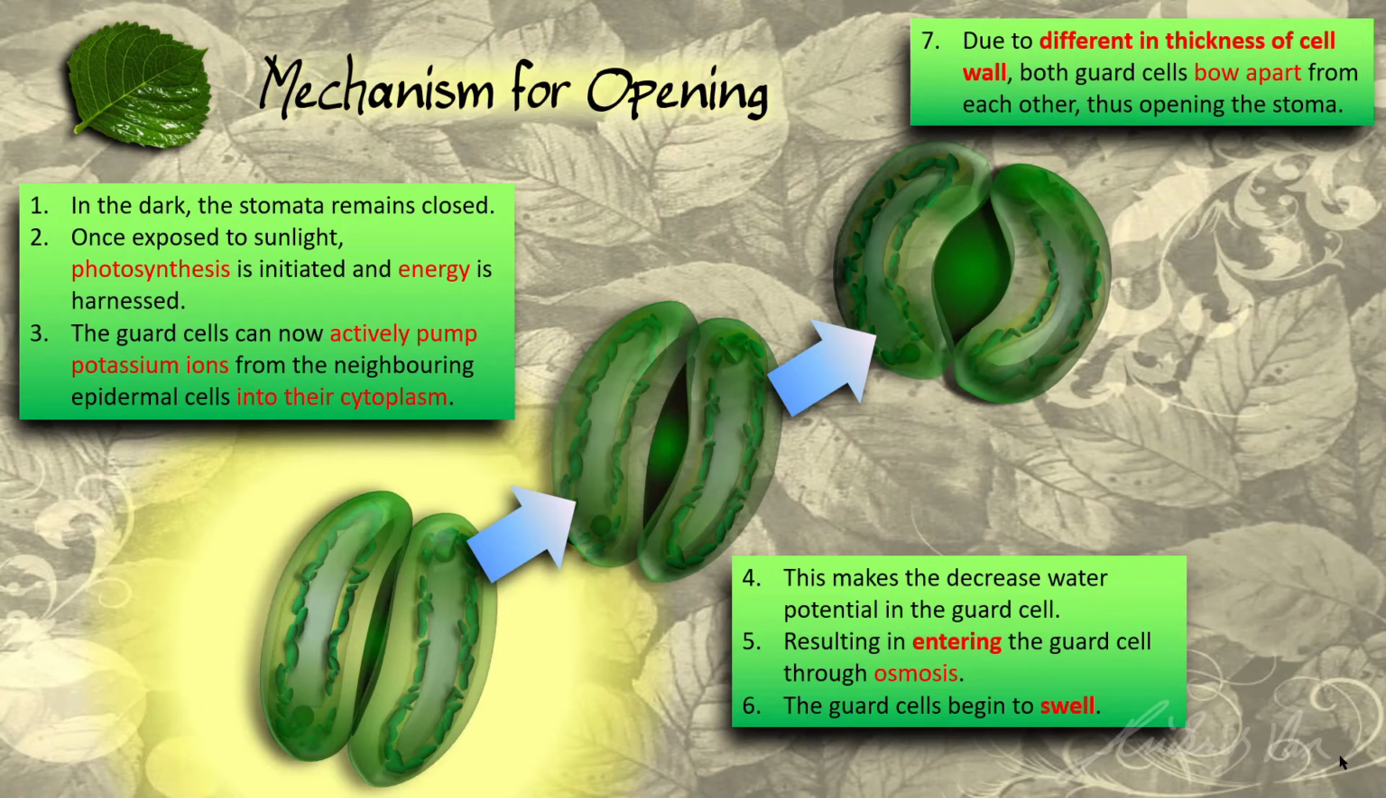So the main reason for opening of stomata during the daytime is to allow carbon dioxide to diffuse in so that the plant can make food.